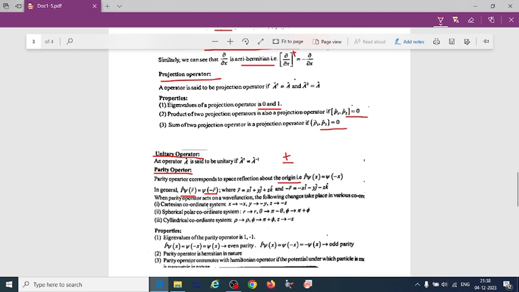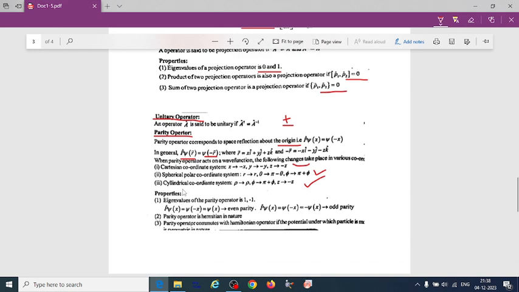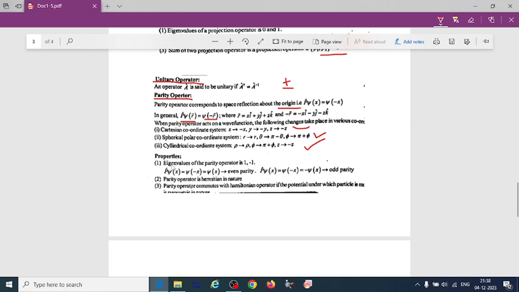Then when the parity operation acts on a wave function, what happens? In the Cartesian coordinate system, we have x, y, z going to minus x, minus y, minus z. In spherical polar coordinates, r, theta, phi. Then cylindrical coordinates rho, phi and z. Okay, so these three systems you should remember for parity operators.